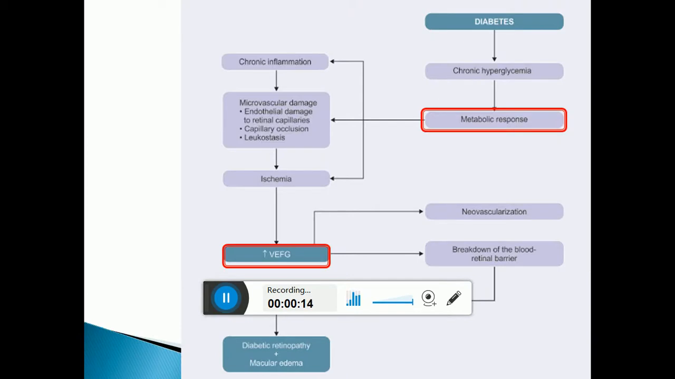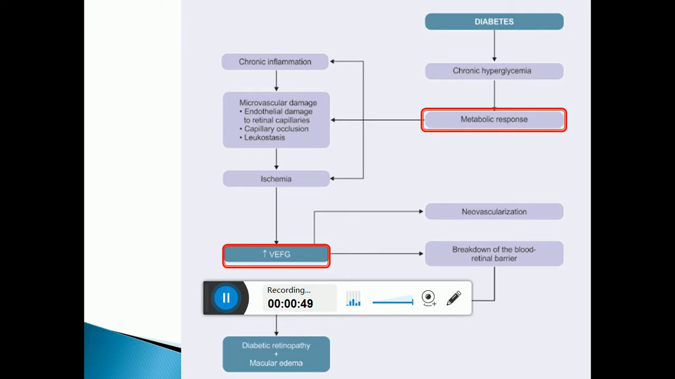The pathogenesis of diabetic retinopathy is underscored by pre-existing diabetes, which causes chronic hyperglycemia, which further causes the metabolic response. The metabolic response is responsible for chronic inflammation and microvascular damage, leading to endothelial damage to the retinal capillaries, capillary occlusion, and leukostasis, which further lead to ischemia, and the metabolic response can itself lead to ischemia too.